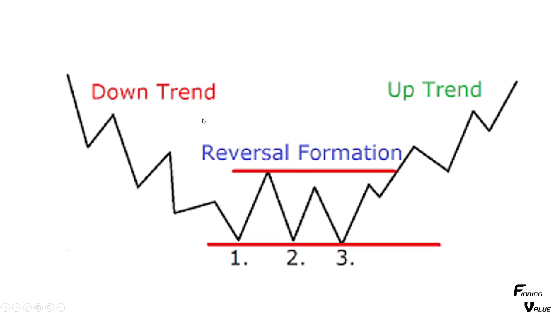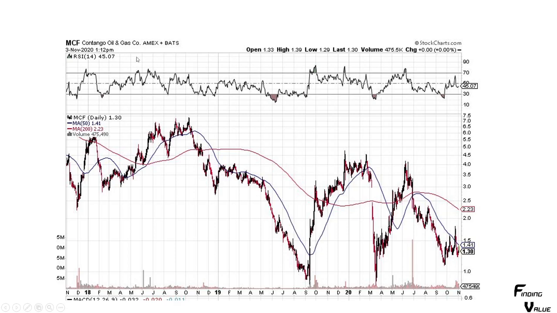Now, there's also where we have a downtrend, we can have this triple bottom here on big chart patterns. MCF, Contango Oil and Gas, what we see is step one, second bottom, and then a third higher bottom, which means that this has got a lot of power behind it. So I'm hoping that this is a triple bottom and that this is going to extend higher, because we've seen the natural gas companies all go higher.